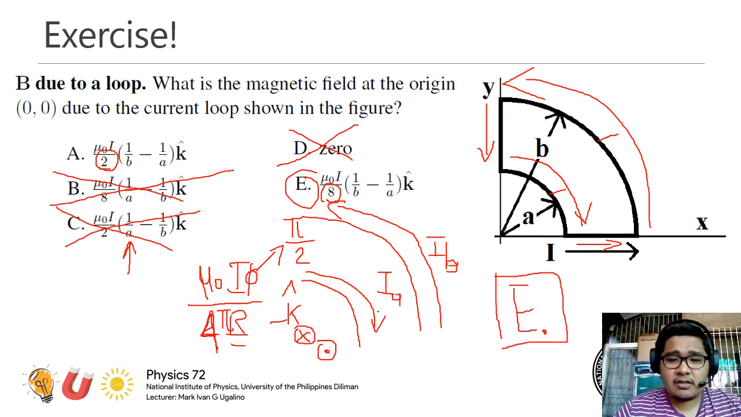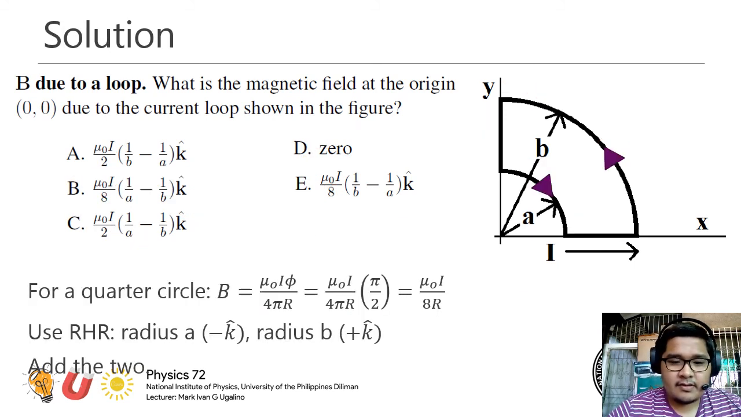It's a bit difficult. The complication arises from the analysis on whether the direction is out of the page or into the page, which heavily relies on your understanding of the right hand rule. Okay, so again, the answer is mu naught I over 8r.